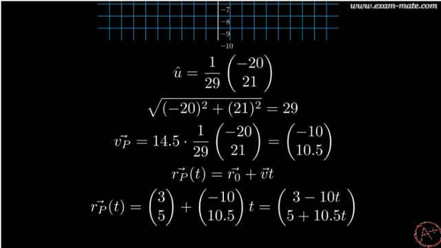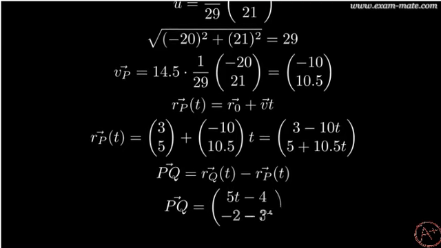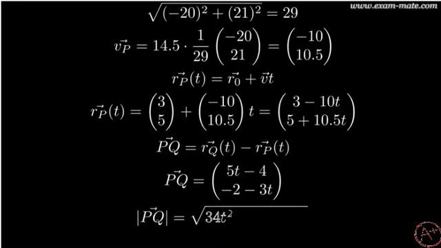For part C, we need to find the distance between P and Q at any time t. The vector from P to Q is Q's position minus P's position. After simplifying, we get 5t - 4 for the x component and -2 - 3t for the y component. The distance is the magnitude of this vector, which simplifies to the square root of 34t² - 28t + 20.